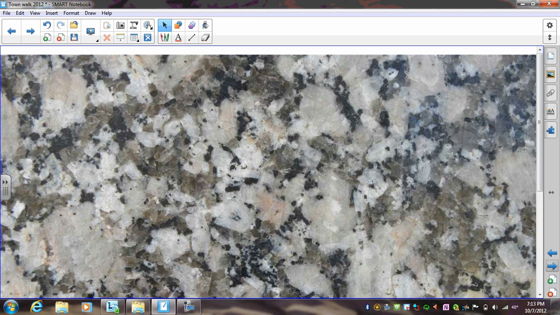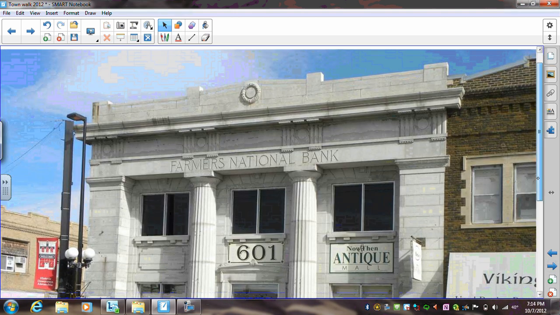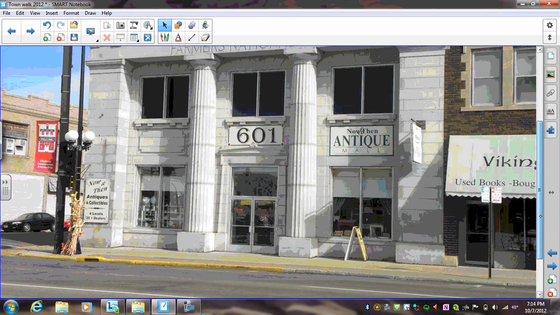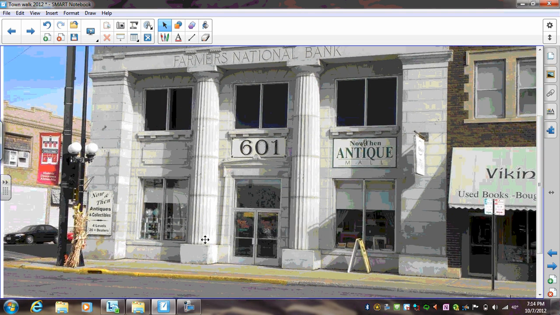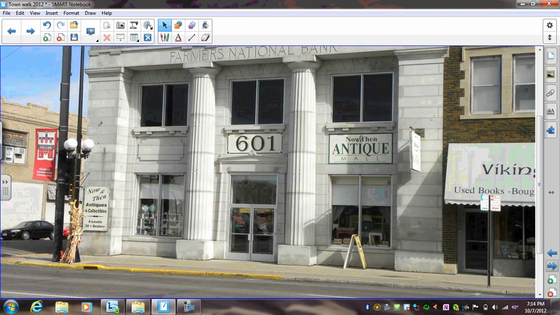Okay, I want you to remember this picture, because I've got a question for you from this picture, and it'll be about the next building that we see also. The next building is looking across the street. We're going to cross Broadway and go over to Farmers National Bank. And we're going to look at this area right here and see what we see.